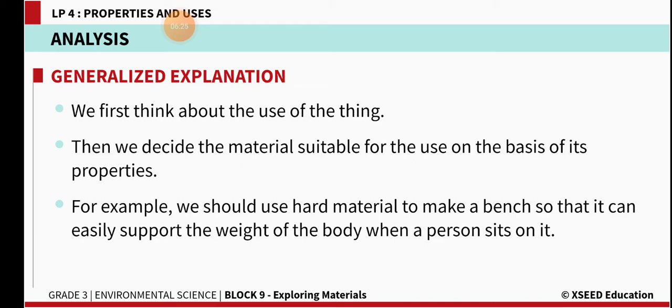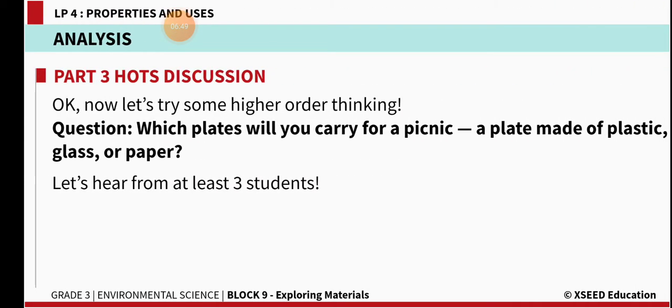For example, we should use a hard material to make a bench or a chair because we are sitting on it. Our weight should be borne by the material we made it from, and it can easily support the weight of our body or the person who is sitting on it. So depending on the use, we need to select the material to prepare it.